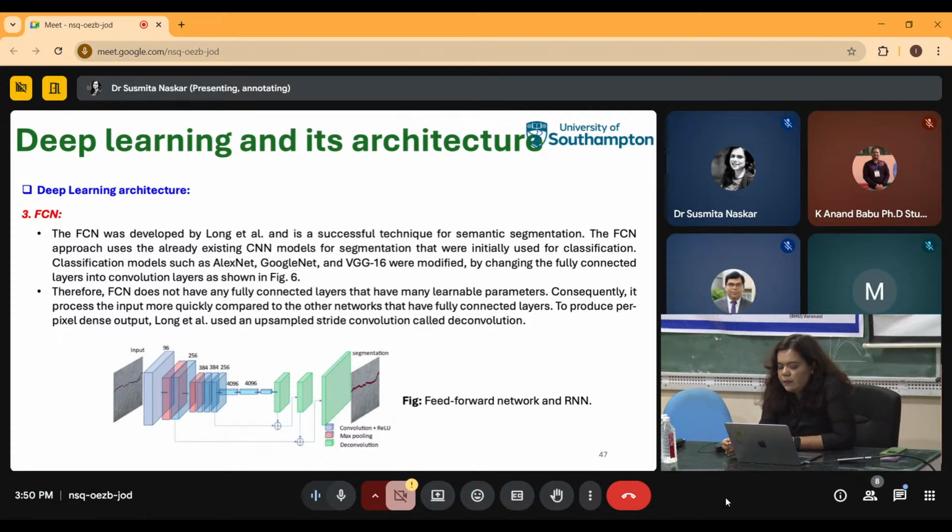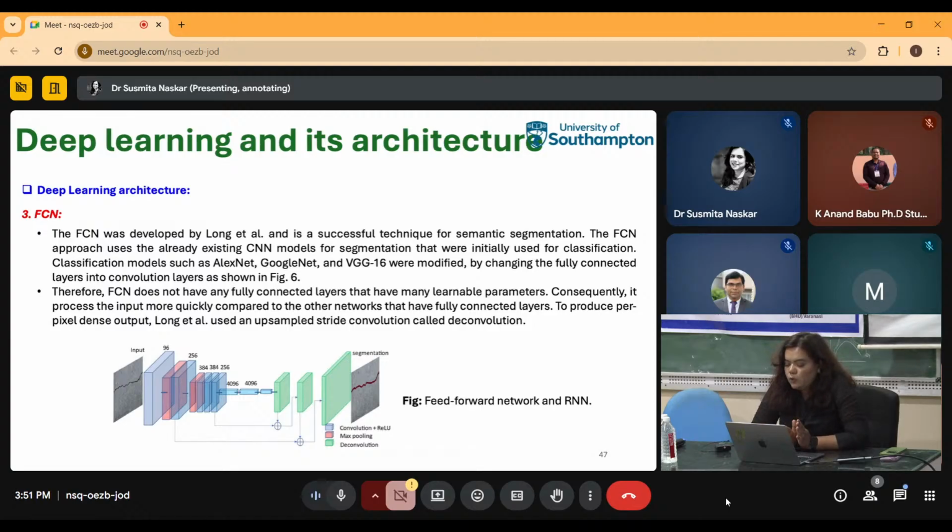FCN was developed by Long et al., and it represents a major step forward in computer vision tasks. Instead of using a CNN only for classification, you can use FCNs to perform pixel-wise classification, assigning a label to every pixel of the input image. FCNs are built on top of well-known architectures such as GoogleNet, AlexNet or VGG16. The key innovation is to replace the fully connected layers with convolutional layers, enabling the network to maintain the spatial details.